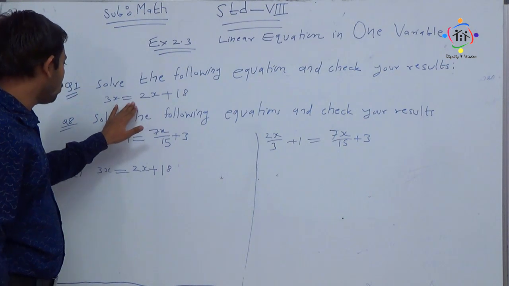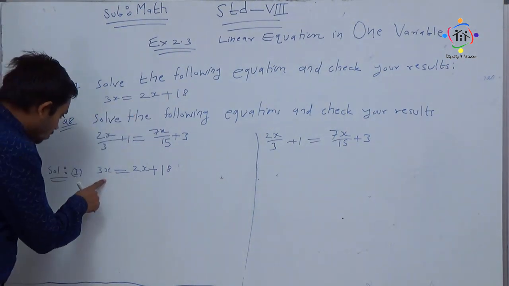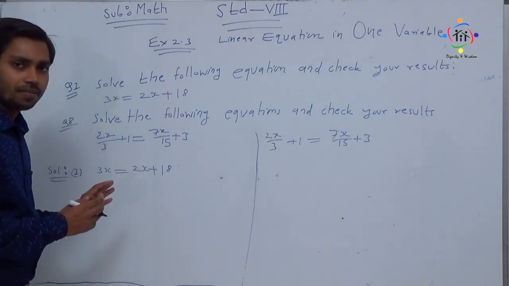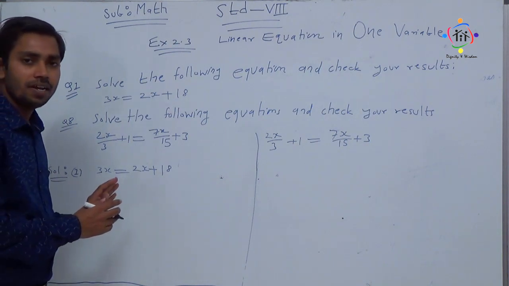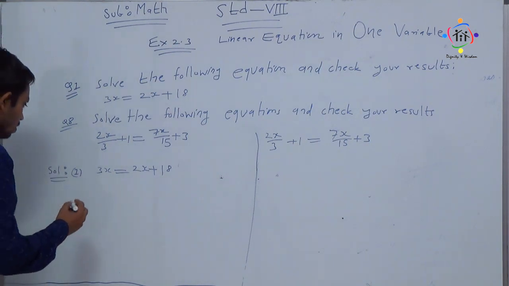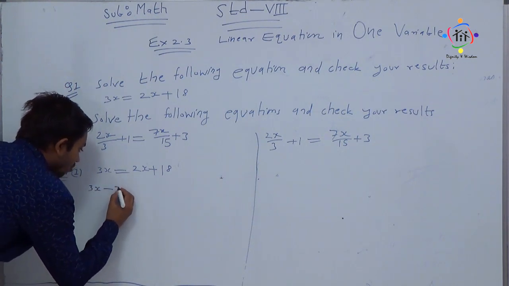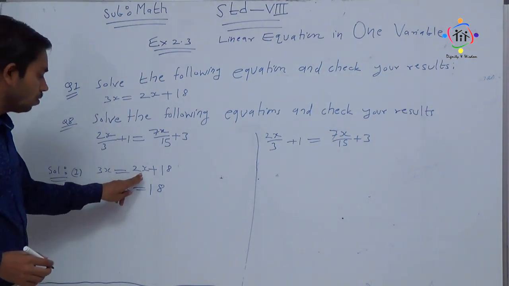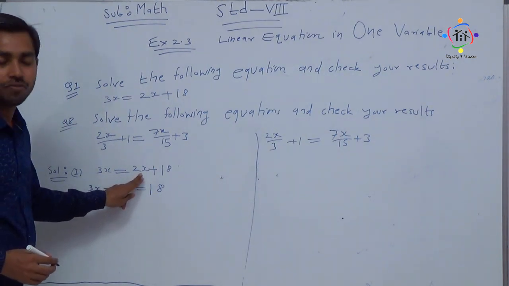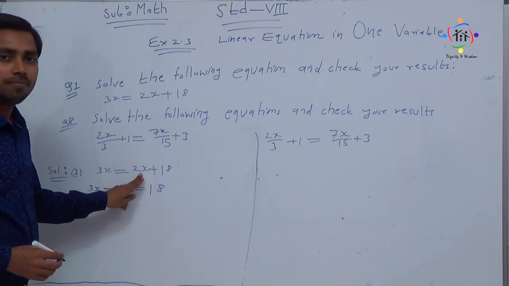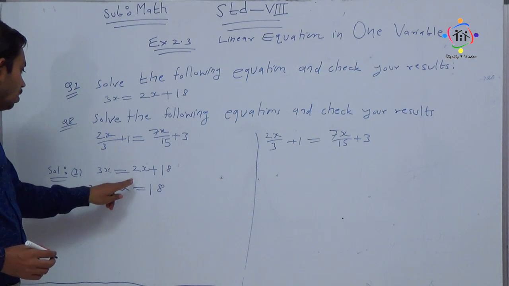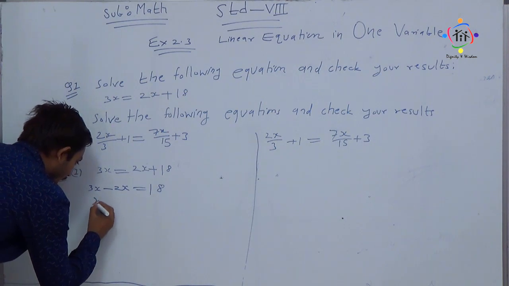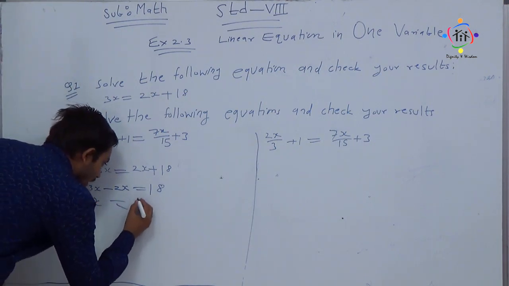So let us proceed, my dear students. 3x is equal to 2x plus 18. Now we will segregate the variable on one side and the constant on the other side. 3x minus 2x is equal to 18. Here, my dear students, 2x was positive. When it comes to the left side, it becomes negative. So here it became minus 2x. 3x minus 2x is coming out, my dear students, x is equal to 18.